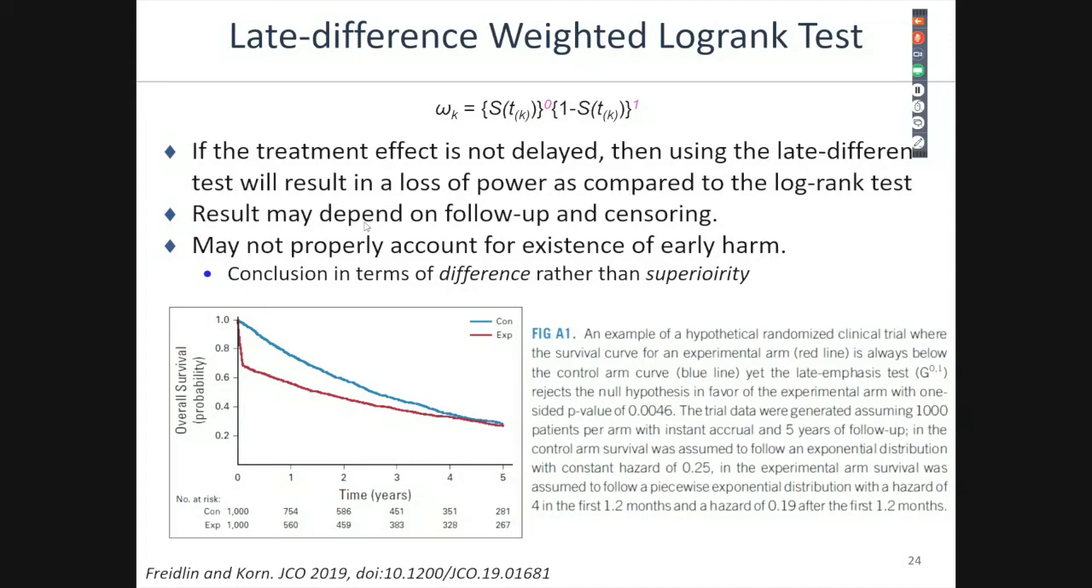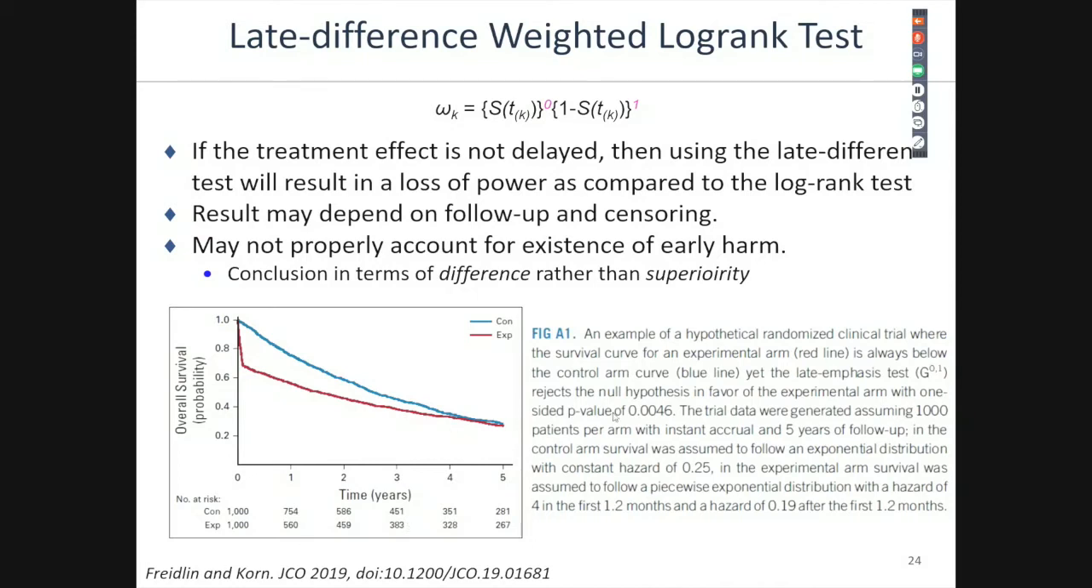Now, the result of the test may depend on follow-up and censoring, because again, in order to see late differences, you have to have enough follow-up in your trial. It's important also to realize that the test may not properly account for existence of early harm. And that's why one should really interpret the results of the test in terms of difference rather than superiority, because we cannot claim that the treatment indicated by the late difference weighted Logrank test is really superior, because there may be early harm actually.